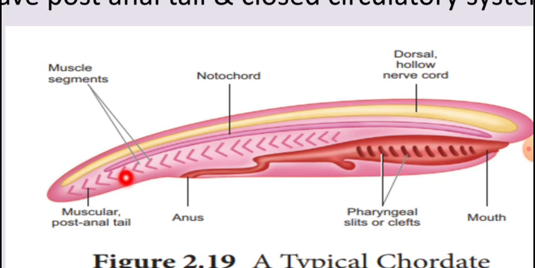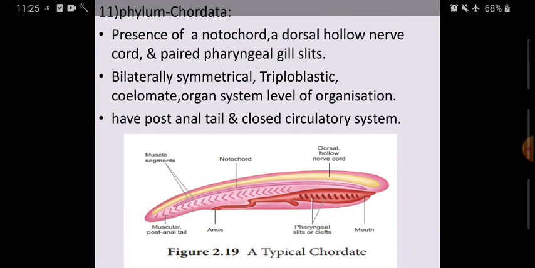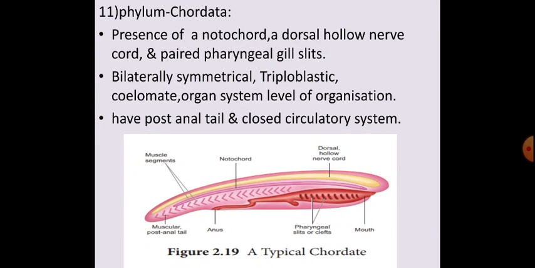So it has a post-anal tail and a closed circulatory system. This is the structure of phylum Chordata: notochord, nerve cord, pharyngeal gill slits, a post-anal tail and a closed circulatory system. They are bilaterally symmetrical, triploblastic and have an organ system level of organization.